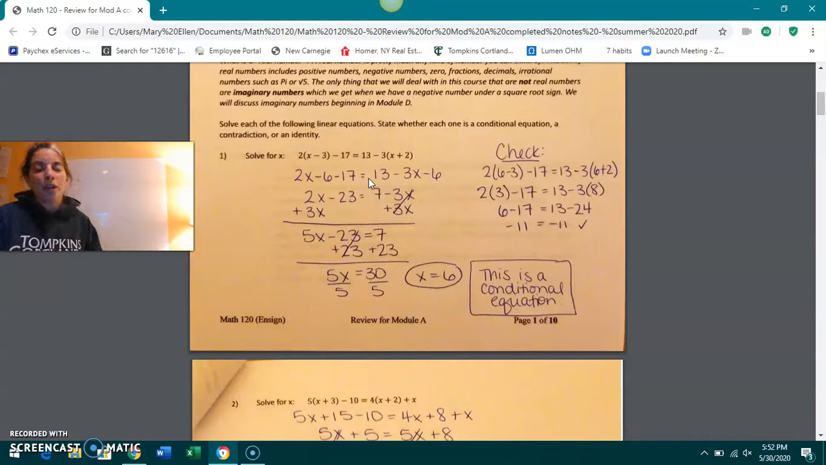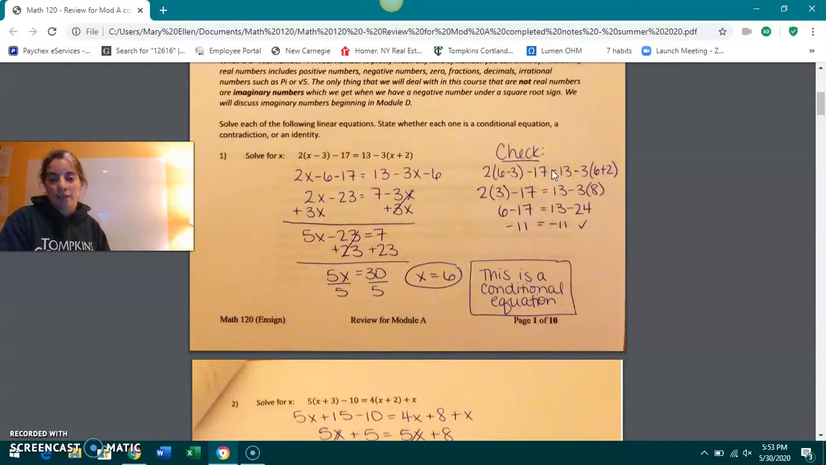So when we go through this, we solve for x, we find that x is 6, so this is a conditional equation. I did not write out the checks for most of these problems, just for time and space considerations, but you should check these. Whenever you have a conditional equation, you should check it.